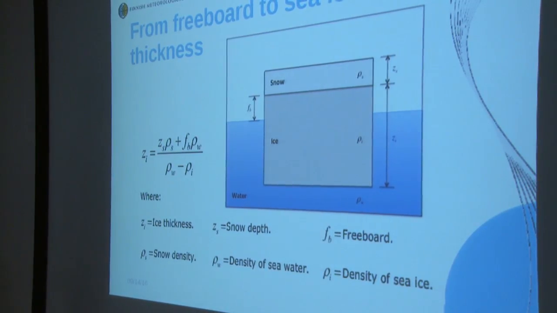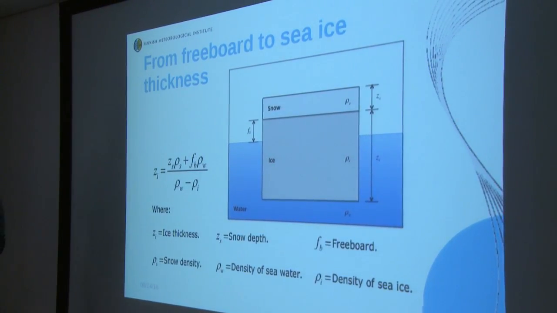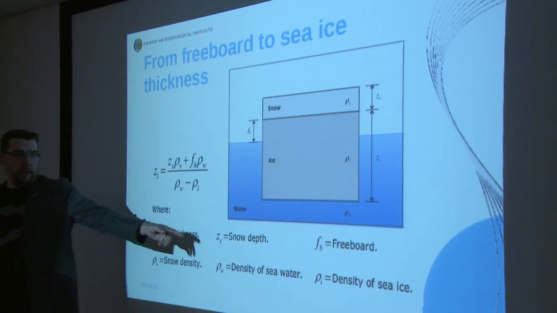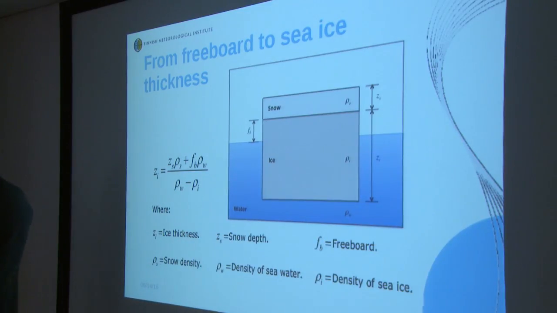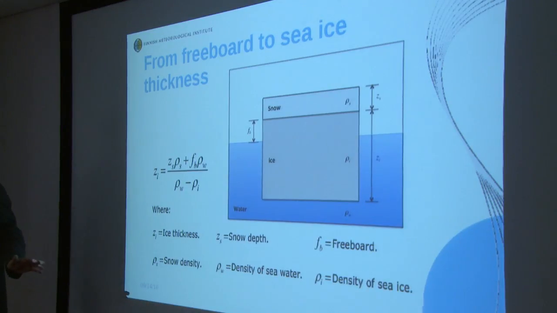Then I'm glad Jeanette already talked about this. When we have the freeboard, it's easy and straightforward to calculate the actual thickness, given that we have a good estimate for snow density, density of seawater, density of sea ice, snow depth, and all that. What we do usually have, the easy one, is the density of seawater. We know that pretty well. That doesn't change that much.